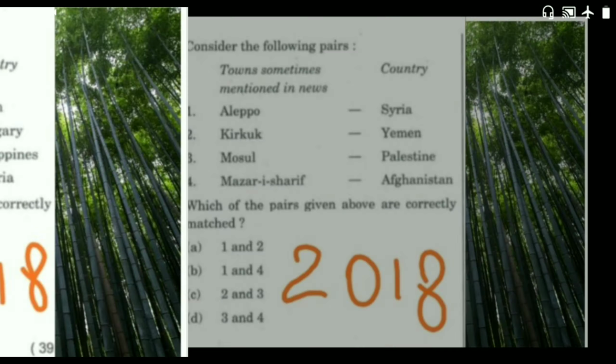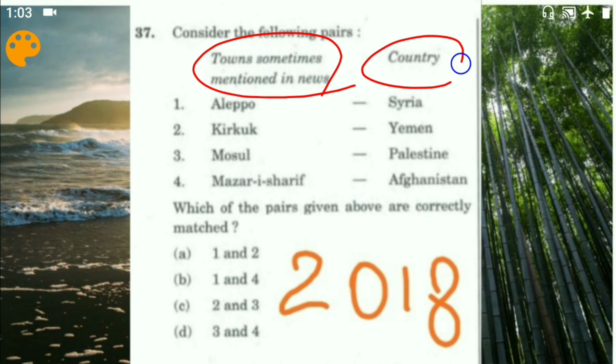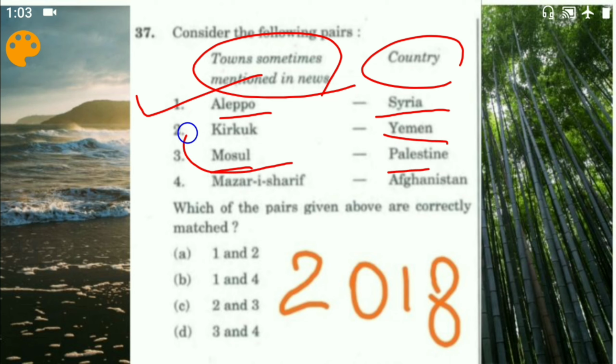So let's move to the last question. That is, towns sometimes mentioned in the news and the country. Aleppo. Aleppo is in Syria. It's a right statement. And next is Kirkuk, Yemen, Mosul, Palestine. No, Kirkuk and Mosul are the most mentioned towns in Iraq. So it is a wrong statement. 2 is wrong and 3 is wrong. Mazar-e Sharif in Afghanistan. Yes, Mazar-e Sharif is located in Afghanistan. The fourth option is right. So the answer is 1 and 4.